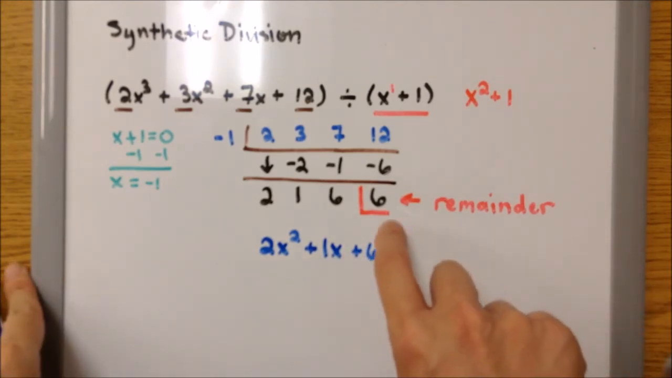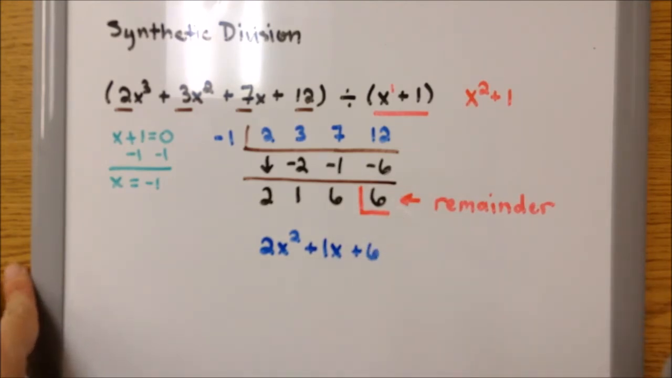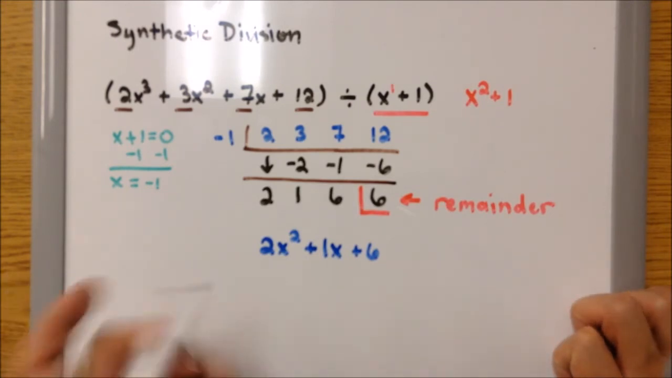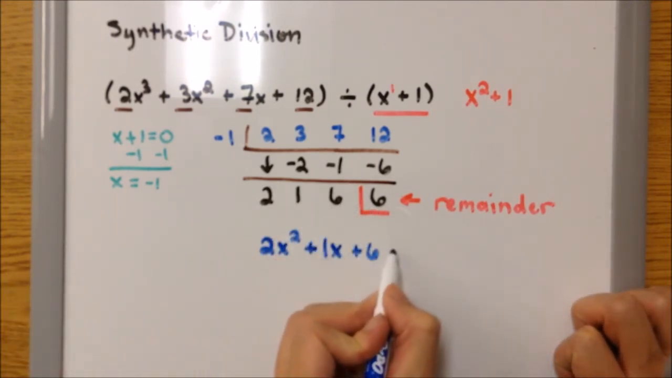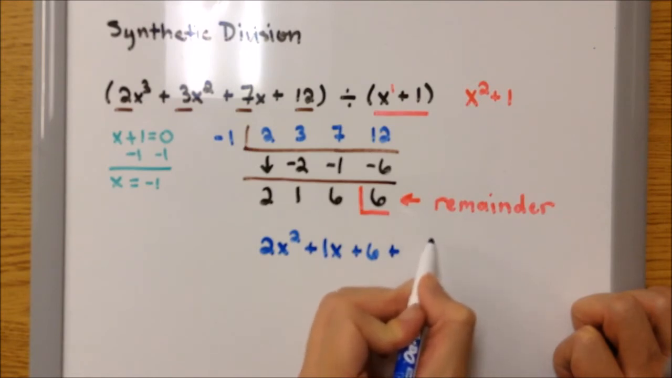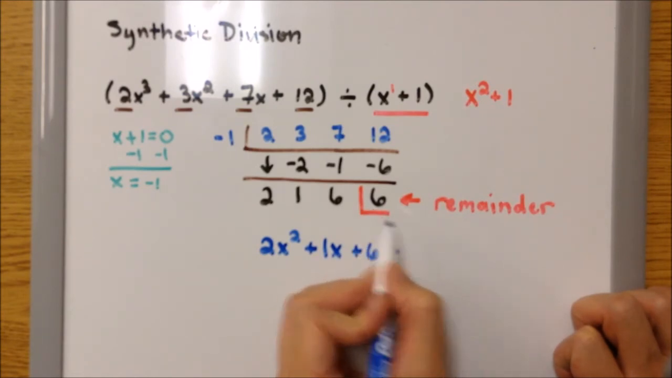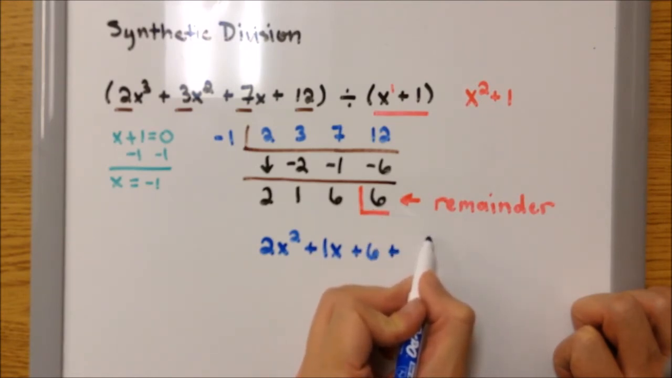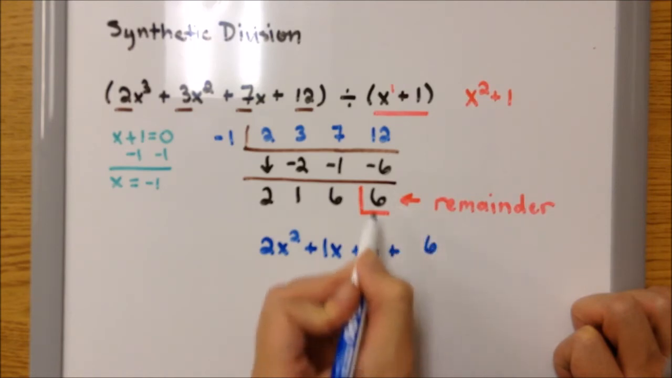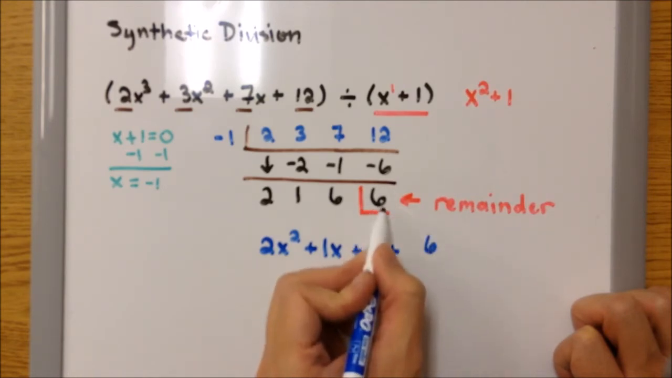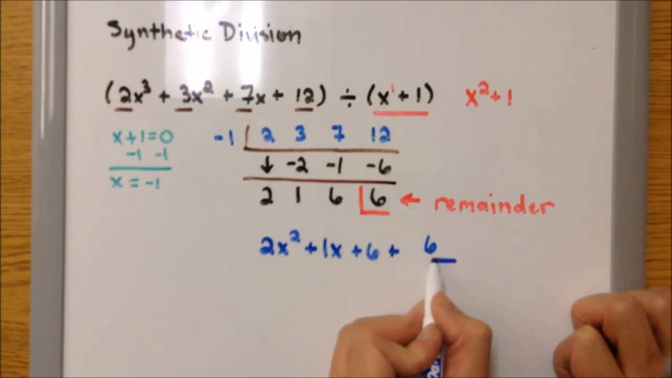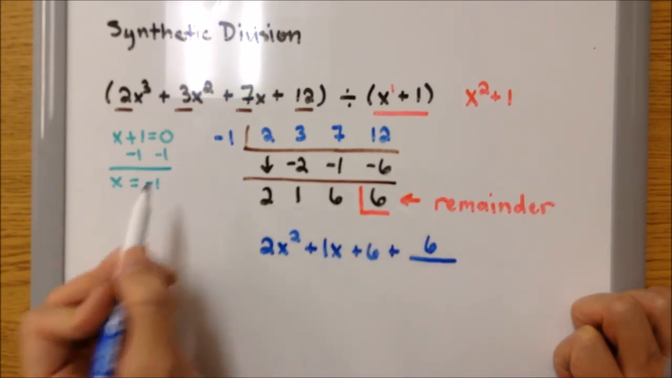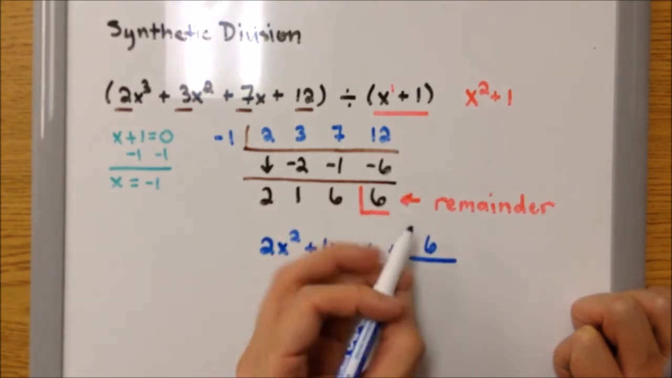Now, we can't just forget about the remainder. We actually have to include it in our answer. So, since it's positive, I'm going to write plus. Now, your remainder, since it's not 0, I'm going to write it in fraction form. So 6 as the numerator. This 6 right here came from that remainder. Over your divisor. So my divisor is x plus 1.